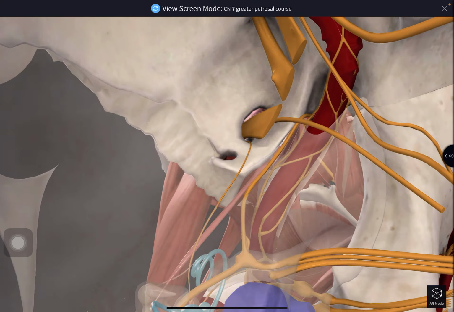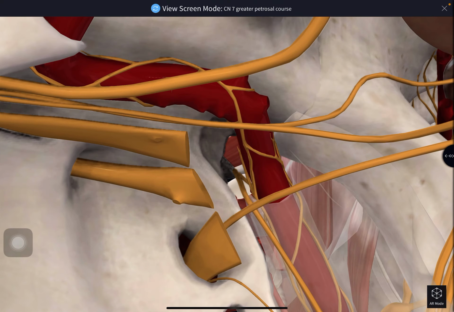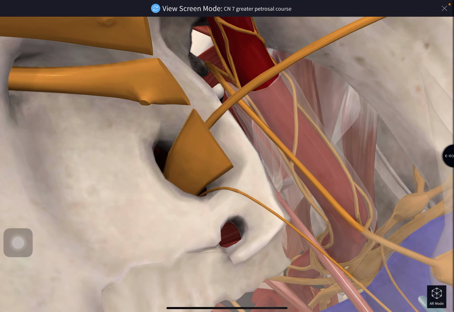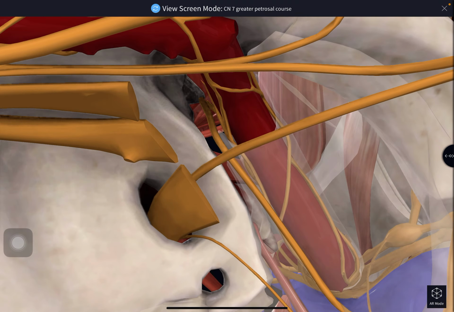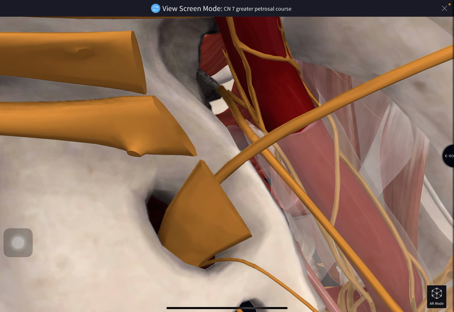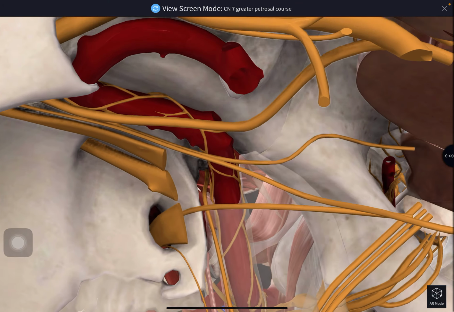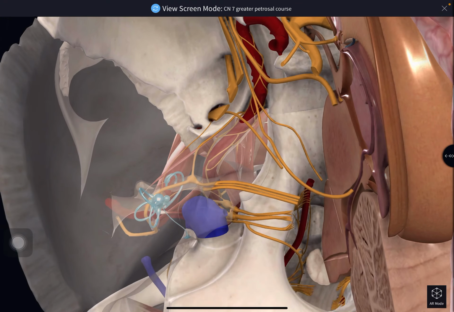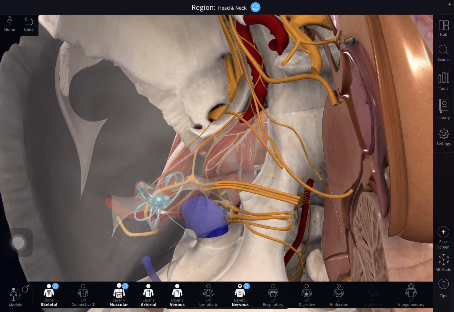If you know this already, the ICA plexus is also shown here. And there's a little division that's joining the greater petrosal. That's your deep petrosal. So very cool. Complete Anatomy is very powerful for showing little details.